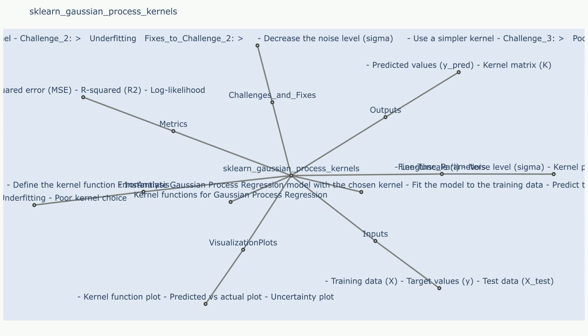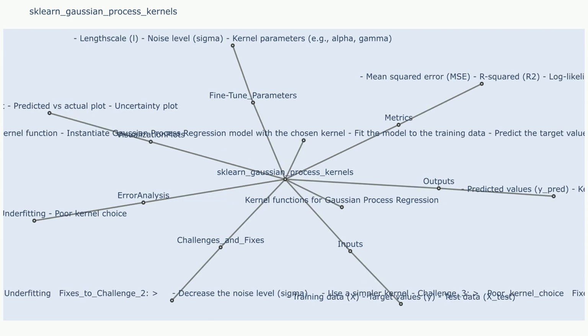Challenges and fixes. Challenge 1: Overfitting. When the model is too complex and captures noise in the data, it can lead to overfitting. This results in poor generalization to unseen data. Sample use case that resulted in Challenge 1: A GPR model with a complex kernel function and a large number of parameters may overfit to noisy data, resulting in poor predictions on unseen data.